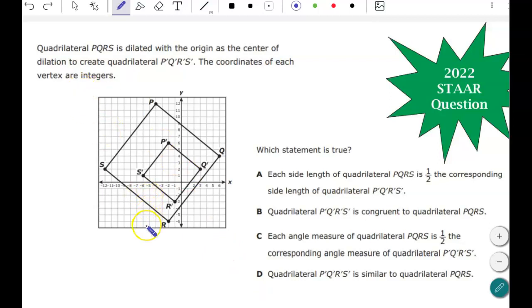All right, the quadrilateral PQRS is dilated with the origin as the center to create the new quadrilateral. So the new one's smaller. The coordinates of each vertex are integers. Which statement is true? Okay, so we do need to find out. So let's just look. Each side length of quadrilateral PQRS is half the corresponding length. So this is the original one. It's actually larger. So they're saying a half would make it smaller. So that's not true.